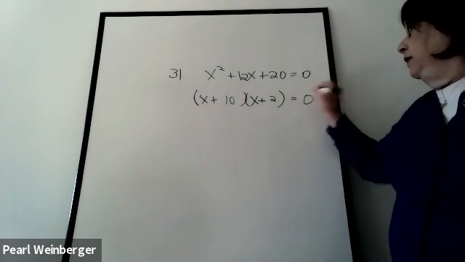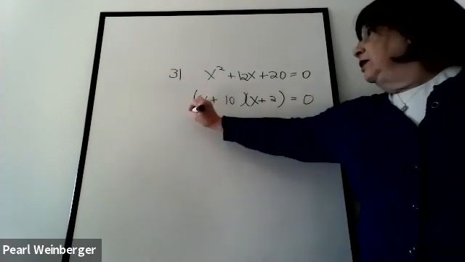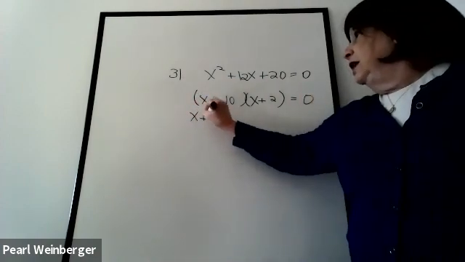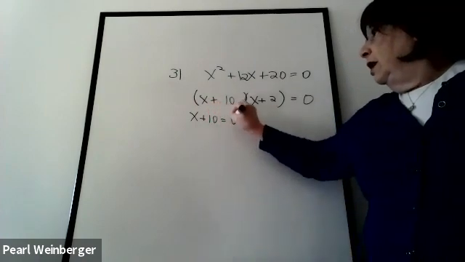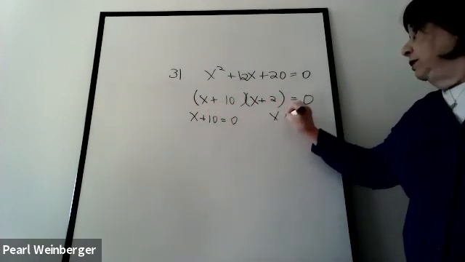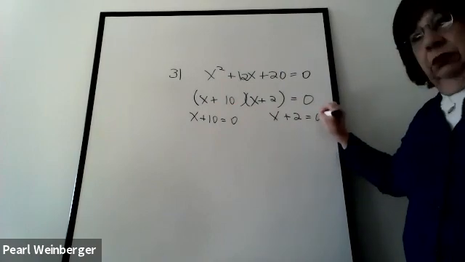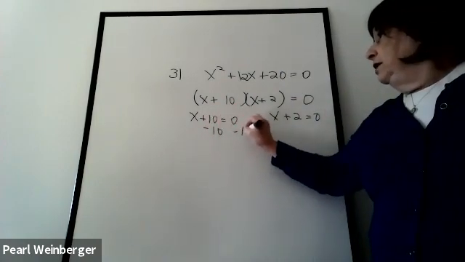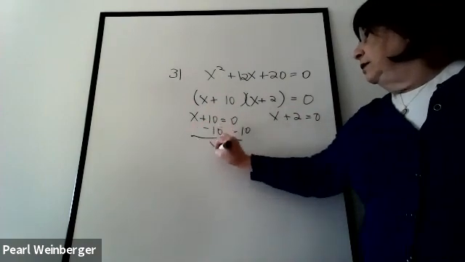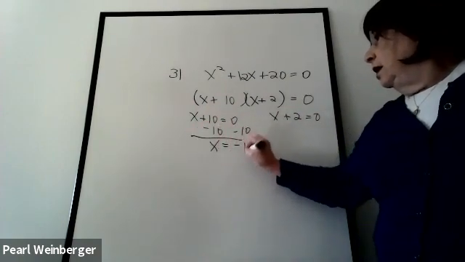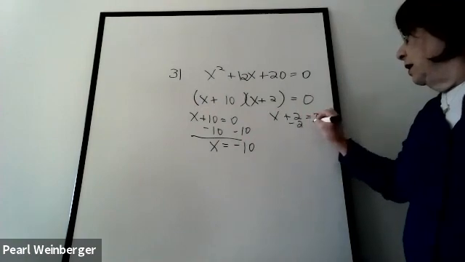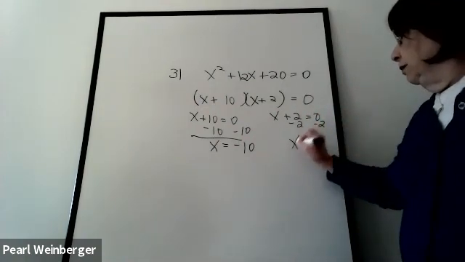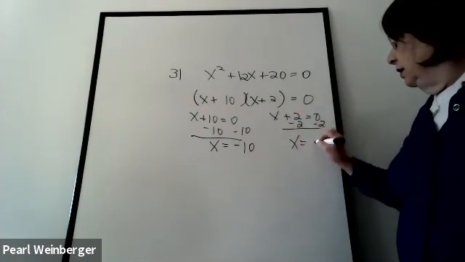Okay, once we've got it factored, we separate the factors and we get x plus 10 equals 0 and x plus 2 equals 0. Over here, to solve this one, I bring 10 to the other side. I get x equals negative 10. And this one gives me x equals negative 2.